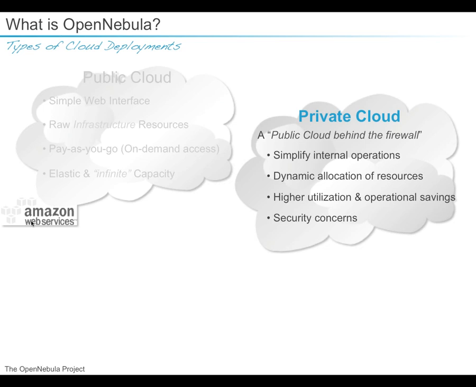Okay, so basically a CMP such as OpenNebula allows the dynamic allocation of resources on your infrastructure, and it also offers higher utilization and operational savings regarding the usage of your physical servers.